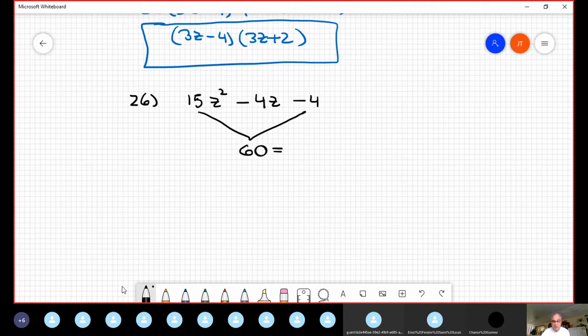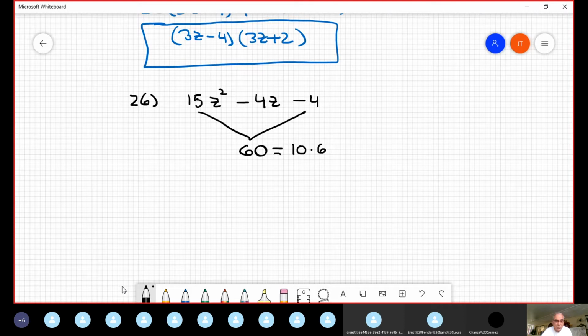What is the combination? 30 no. Two numbers, again the same idea. Two numbers that multiply to give me 60 and when you add or subtract, give me 4. 10 and 6. Super. 10 times 6 is 60, and 10 minus 6 is 4.